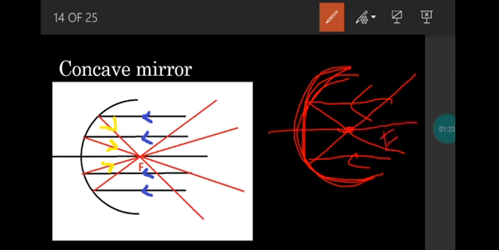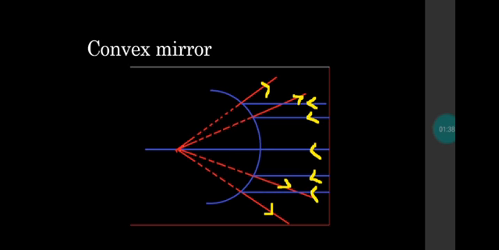You can see in this diagram, this is the focus point. All these black color lines are the rays which are falling on the concave part of the mirror and they're getting reflected back. The red color lines are reflected rays and meeting at a particular point, that is the focus point. Okay, let's come to the convex mirror.